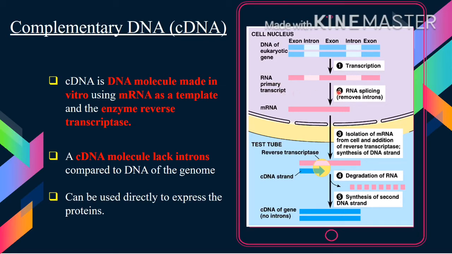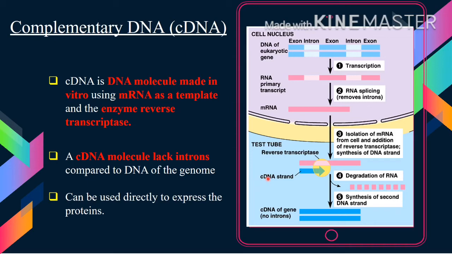RNA splicing occurs, which means we remove introns, forming mRNA. So this pink strand, we call it the mRNA. It will be exported out from the cell nucleus and placed in a test tube. In the test tube, reverse transcriptase will use the mRNA as a template to synthesize the first strand of cDNA.